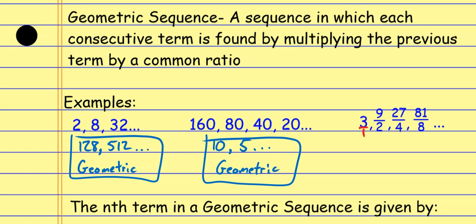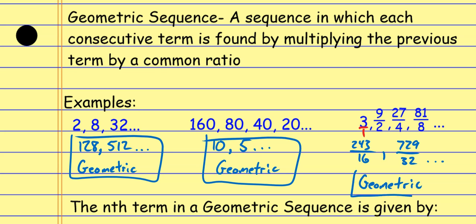And so if I kept that pattern going and multiplied by 3 over 2, 81 times 3 is a 243. The 8 times 2 is a 16. And then I keep going. The 243 times 3 is a 729. And then the 16 times 2 is a 32. And so I'm just multiplying by 3 over 2 each time. And the pattern continues. And so once again, yes, this is geometric.